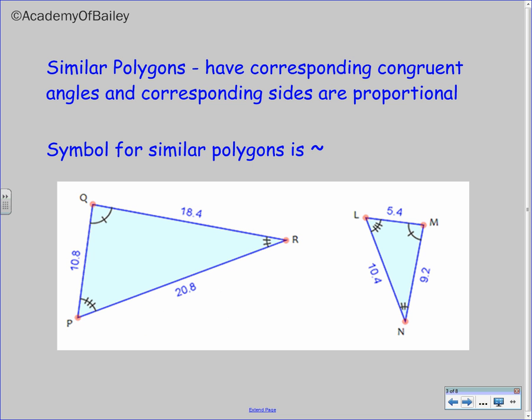Well, let's look at these triangles here. If we're talking about similar triangles, we could really just scratch out polygons and put triangles. And this would be the definition for similar triangles. They have corresponding congruent angles, and they have corresponding sides that are proportional. And the symbol for similar triangles would be that symbol right here.